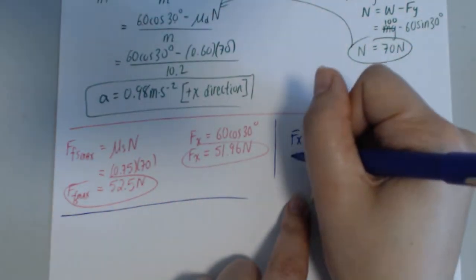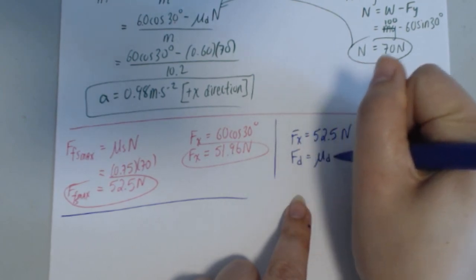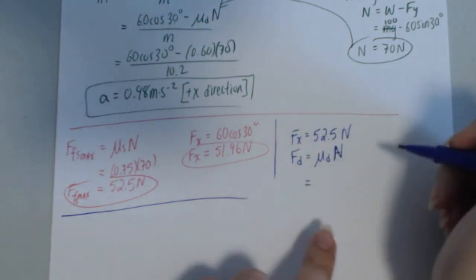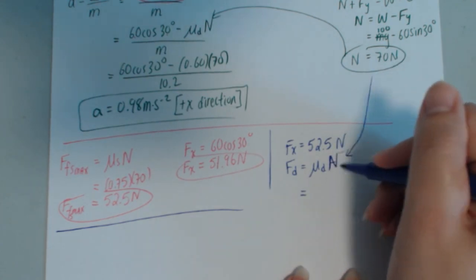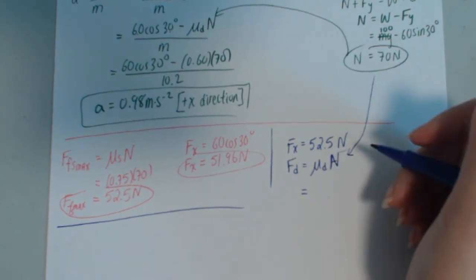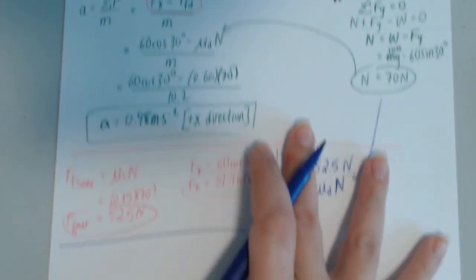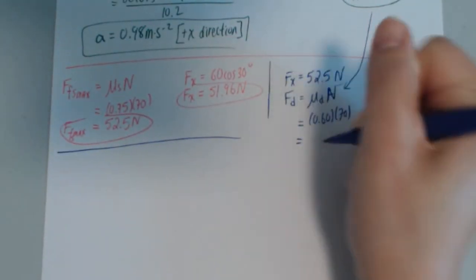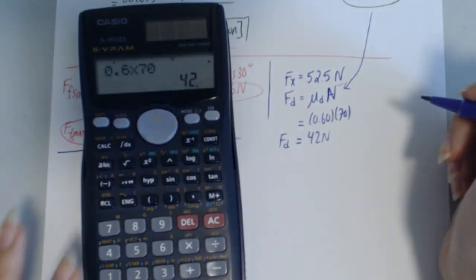And if it just breaks loose, that means it's in motion, which means I'm dealing with a dynamic friction now. So Fd is equal to mu times the normal force. Now the normal force we already found was 70 newtons. So keep in mind that's newtons, this is normal force, so just be careful with that. And the coefficient for dynamic friction is 0.60. So we have 0.60 times 70, and that's equal to 42 newtons. So we have a dynamic friction force of 42 newtons.